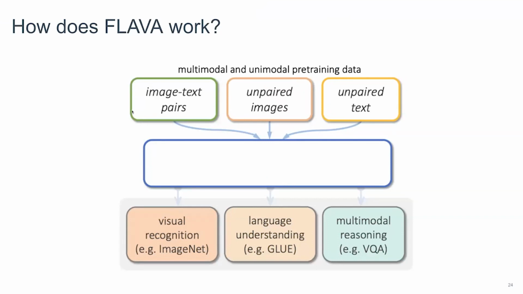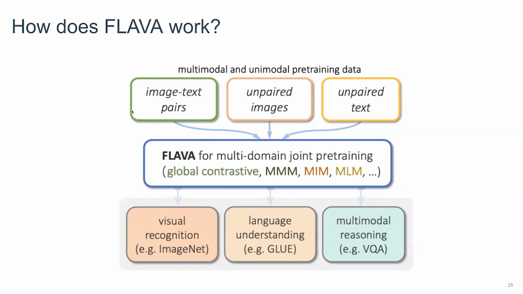So what does it look like? Think about all of the data that we have publicly available: unpaired text, from datasets such as the Pile, Common Crawl, and everything which doesn't have images attached to it. Then unpaired images, such as ImageNet and all of the vision classification datasets. And then the image-text pairs from PMD or LAION, for example. We want something in the middle which can give you visual recognition, like ImageNet classification, language understanding on GLUE, and multimodal reasoning, for example VQA, CLEVR, and all those datasets, in a single model. How do we achieve that?